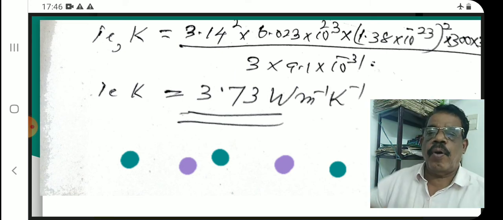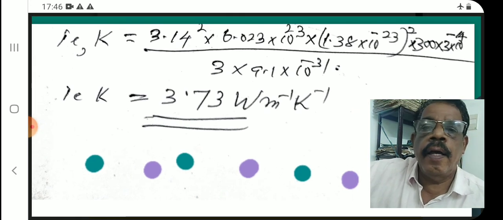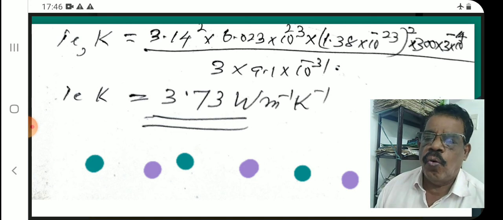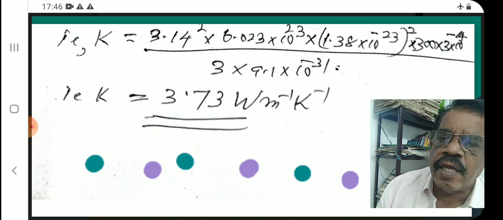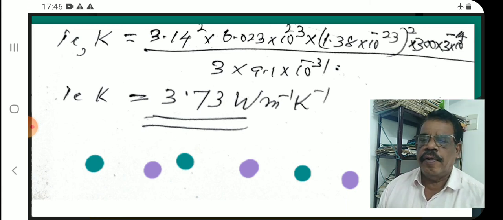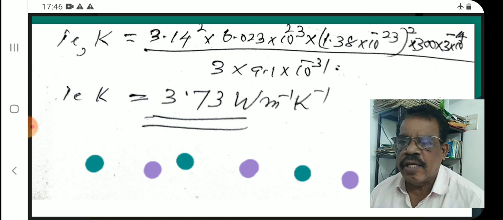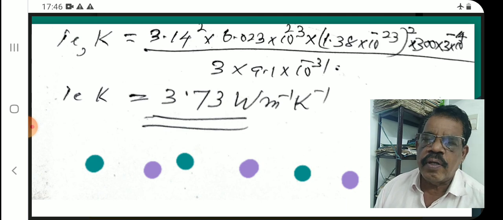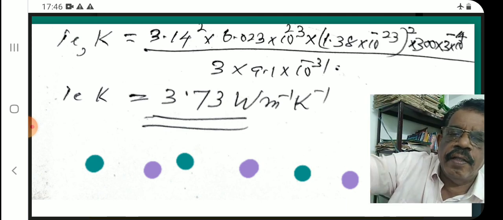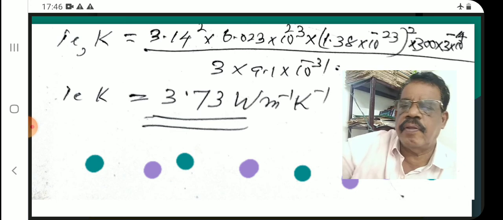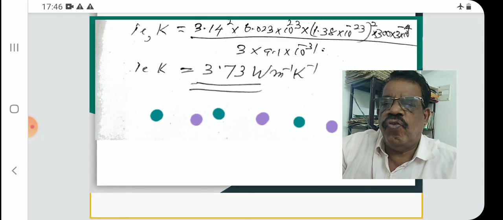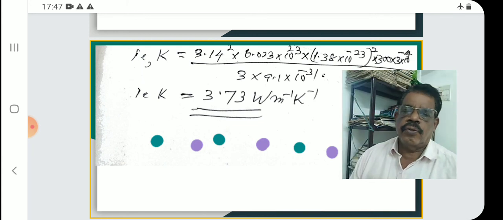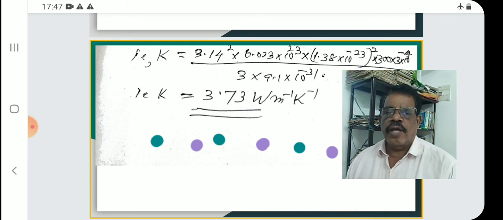That is K is 3.73 watt meter raised to minus 1, K raised to minus 1. Watt, W is capital, m is small letter, and K is capital letter. So the thermal conductivity of the given material is 3.73 W m raised to minus 1 K raised to minus 1. That's the unit of K, thermal conductivity. And that is solved with your 31st lecture on solid state physics. Thank you very much.